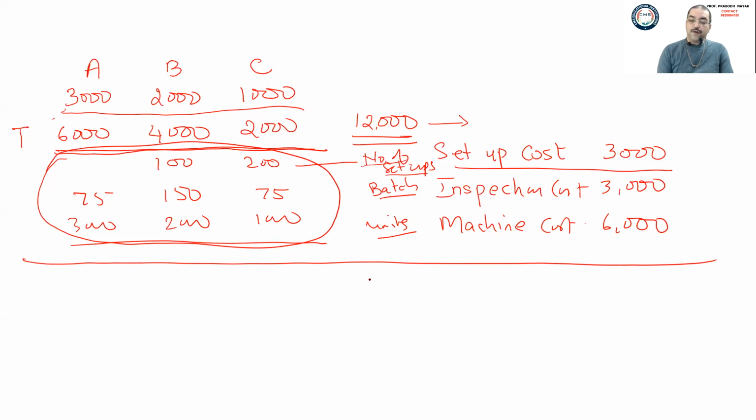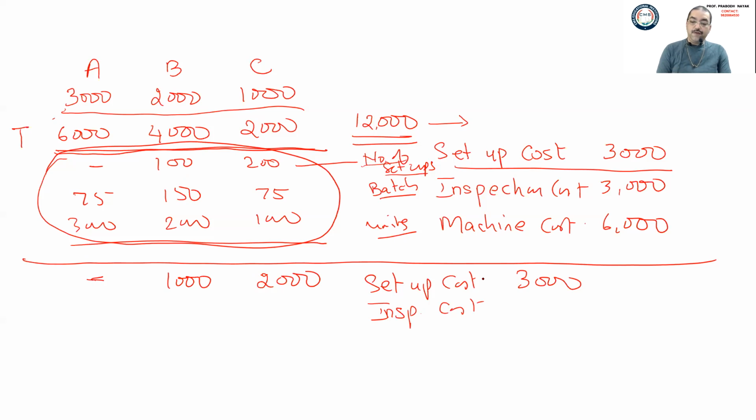In that case, setup cost of 3000 will be allocated nil to A and 1000 to B, and 2000 to C. Setup cost is on the basis of number of setups. The setup cost of 3000 is allocated nil to A because here it is nil. 100 is to 200, that is 1 is to 2. So 1000 is to 2000. That is the allocation.